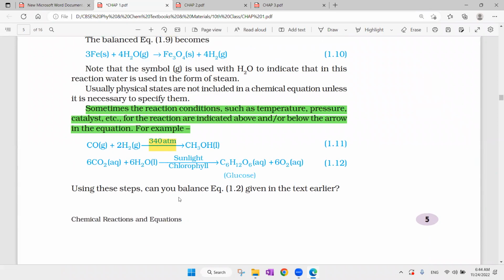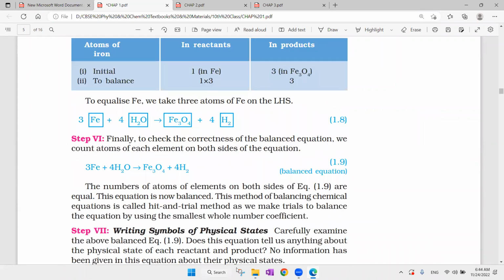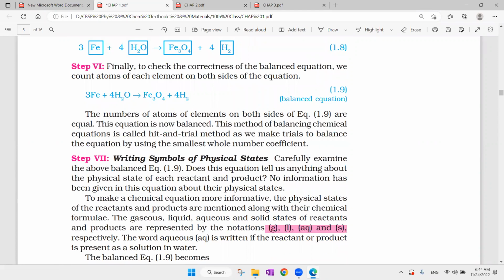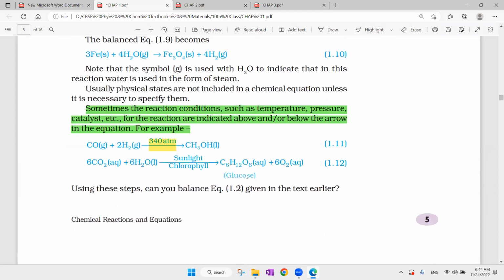Now any doubts till page number 5? Sir, what is a catalyst, sir? A catalyst is a substance or element or compound or any other molecule which is used to increase or decrease the rate of reaction. So if a reaction has to become fast, we will use some chemical, that is nothing but a catalyst. If a reaction must be slow, we will use a chemical for that too.